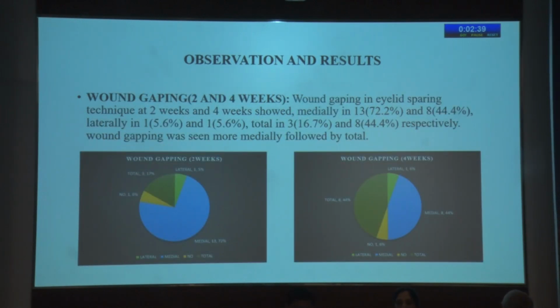Coming to the wound gaping at 2 and 4 weeks in the eyelid sparing technique, at 2 weeks and 4 weeks it showed medially in 13 and 8, laterally in 1 and 1, and total in 3 and 8 respectively, showing the wound gaping was seen more medially, followed by total gaping.